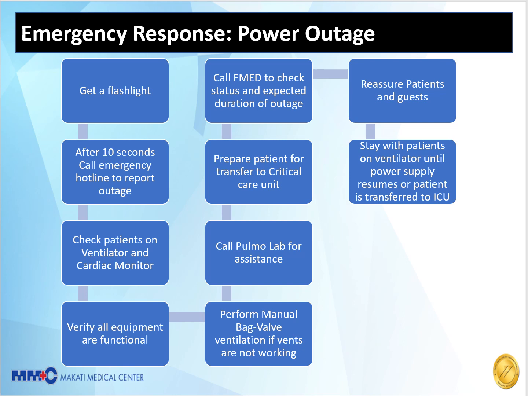For patients wherein the ventilator is not functional or is not working, perform manual bag valve ventilation and call Pulmolab for assistance. Prepare patients for transfer to critical care unit and call FMED to check the status and expected duration of the outage. Once we have secured the safety of our patients, reassure our patients and guests, and stay with patients on ventilator until power supply resumes or until patient is transferred to the ICU.